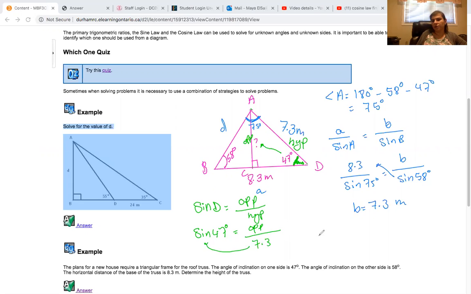You're going to bring this over as a multiplication. So the opposite is equal to 7.3 times sine 47. And that's going to be 5.34. So that's going to be 5.3 meters. Okay, so therefore the height of the truss is 5.3 meters.